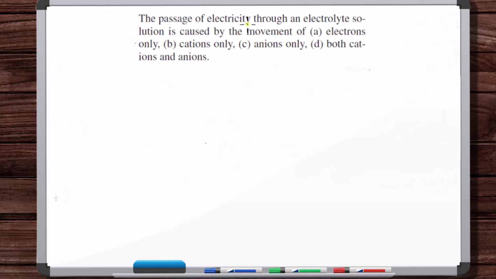The passage of electricity through an electrolyte solution is caused by the movement of what? A, B, C, or D? Electrons only, cations only, anions only, both cations and anions. Yeah, so what happens is, for an electrolyte, you have the dissolved ions, and the positive ions move towards the negative electrode, and the negative ions move toward the positive electrode. So it's the movement of both cations and anions in the water.